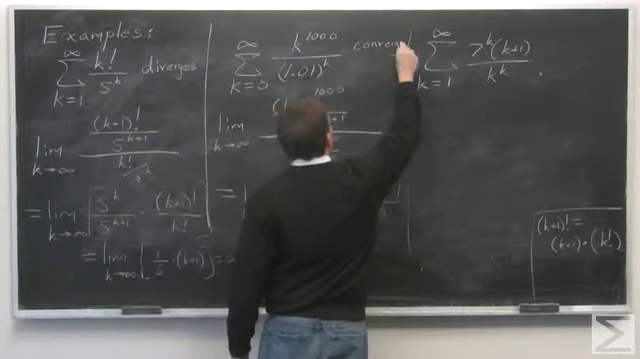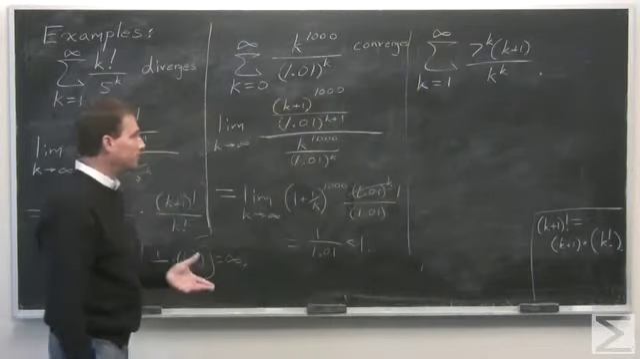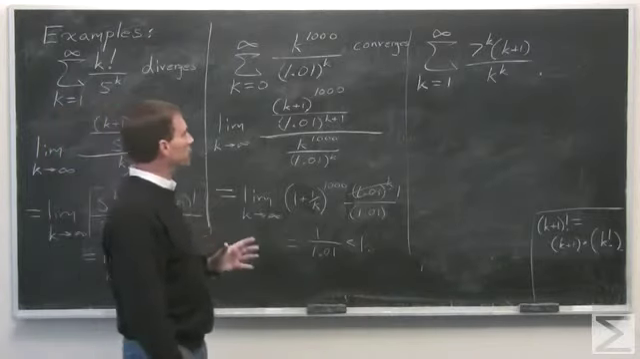If the L in the ratio test comes out less than 1, the series converges. If it equals 1, the test doesn't tell you anything. If it's greater than 1, it diverges.